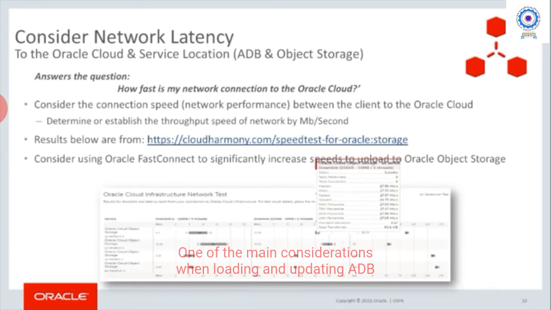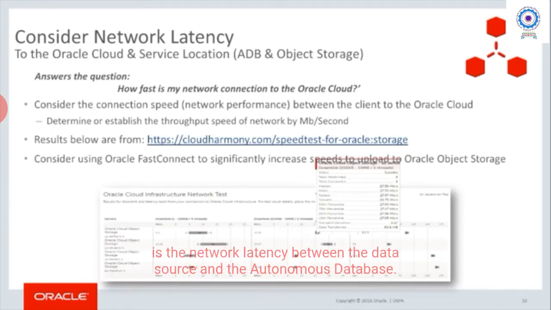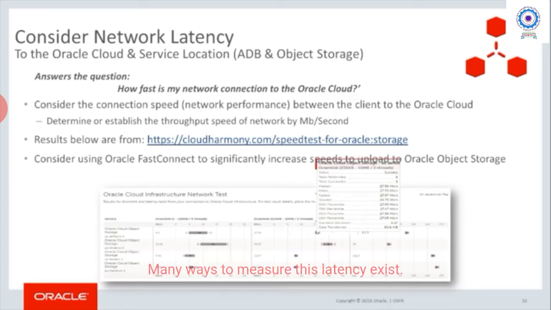One of the main considerations when loading and updating ADB is the network latency between the data source and the Autonomous Database. Many ways to measure this latency exist. One is the website cloudharmony.com, which provides many real-time metrics for connectivity between the client and Oracle Cloud Services.